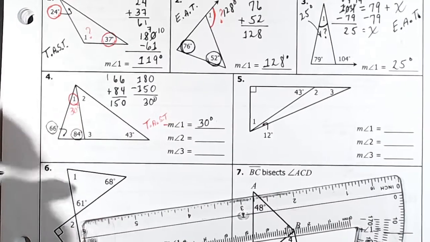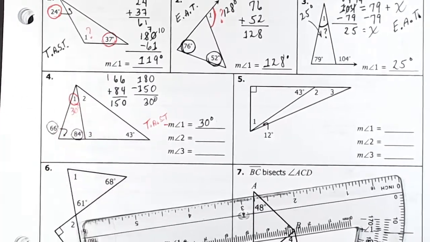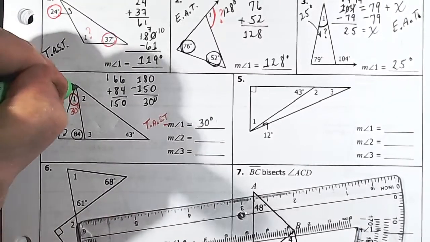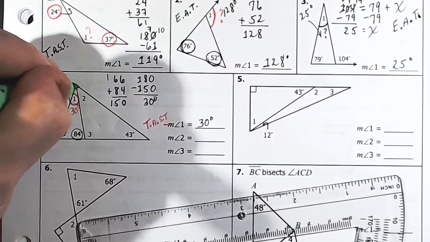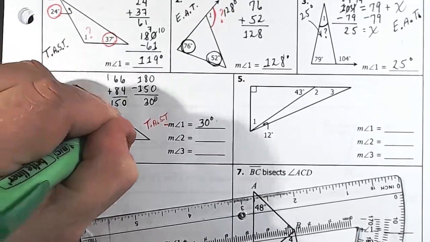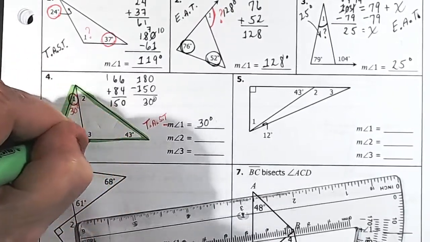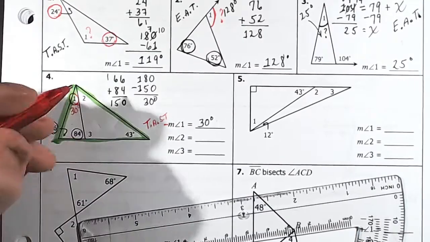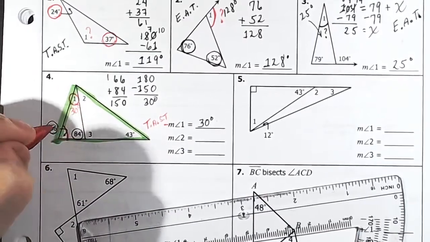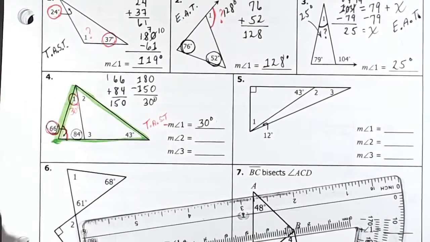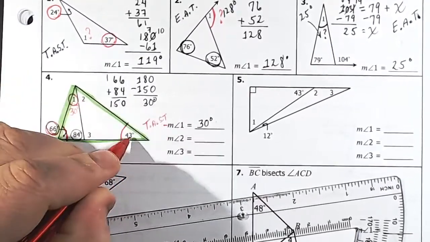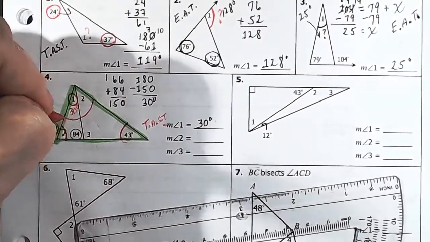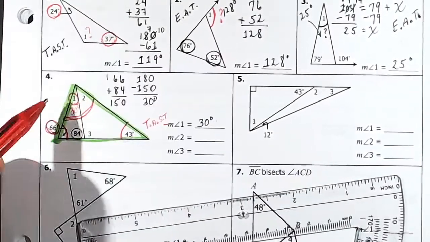I think I know how to do this. I think for this, we're actually going to be looking at this bigger triangle right here. What do we know about this bigger triangle? We know that down here in this corner, it's 66 degrees. The angle over here is 43 degrees. And part of this huge angle right here is 30 degrees.